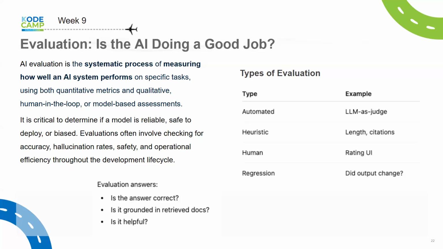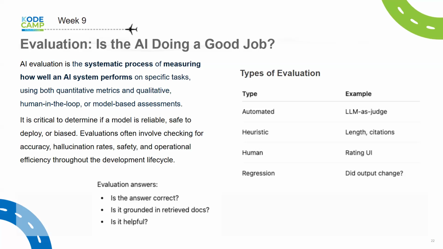So the types of eval that we have: an automated eval. Automated evals are evals that, as the name implies, are automated. So we may not have a lot of human intervention in it, at least during the evaluation phase, right? But definitely during the preparation phase, humans will be involved. Humans are always involved. But during the evaluation, when you want to actually run the evaluation, it is automated.